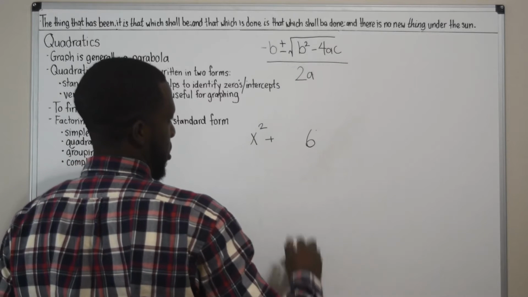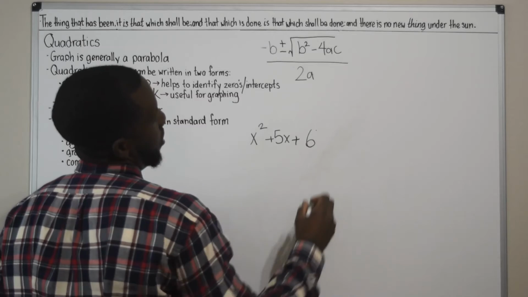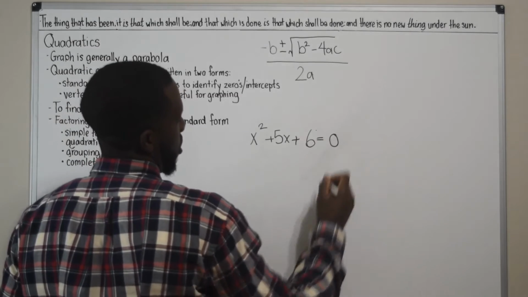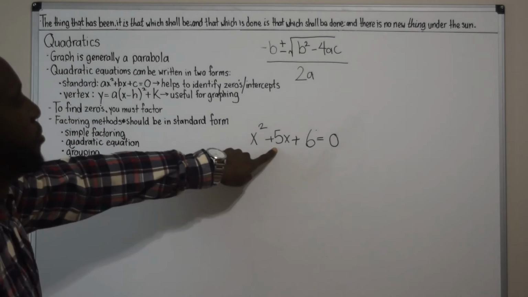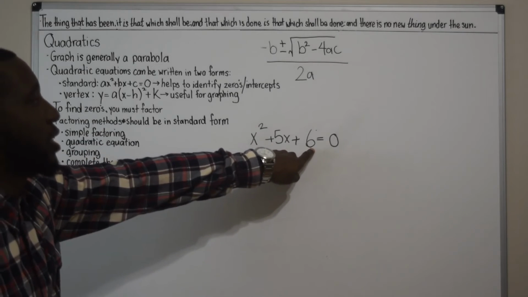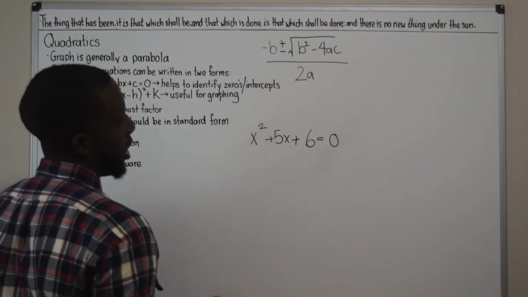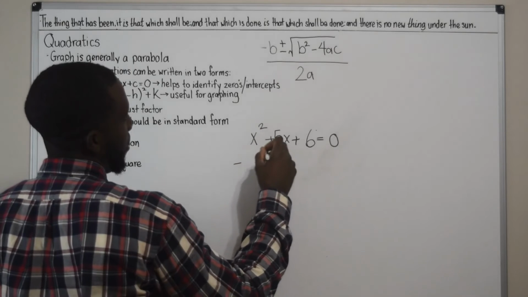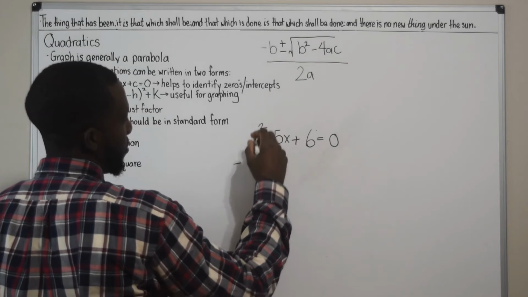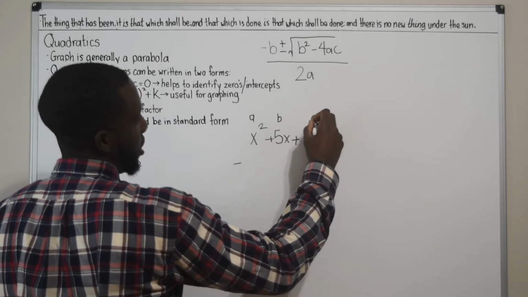Yeah, that's good. That 5x equals 0. All right, so A is 1, B is 5, C is 6. Let's plug it into the quadratic formula. So we got negative B, let me write this, A, B, C.